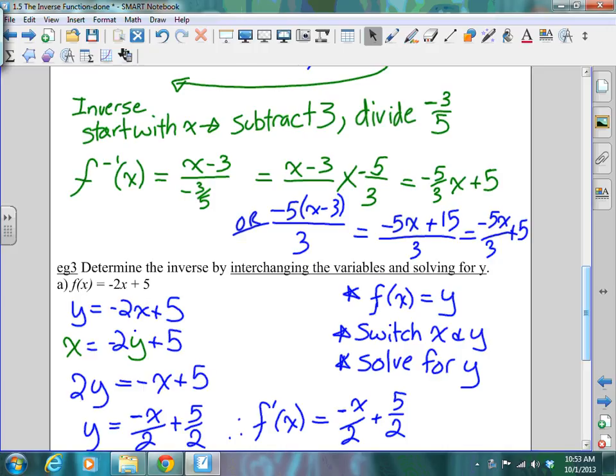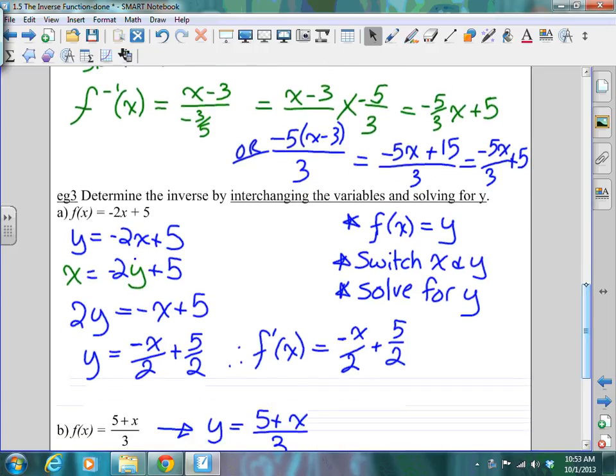Now, the other method, and this is the one I prefer, guys, is interchanging the variables and solving for y. So first of all, we replace the function notation with y equals, and then wherever you see an x, it becomes a y, and wherever you see a y, it becomes an x. And then what we need to do is rearrange and solve for y.